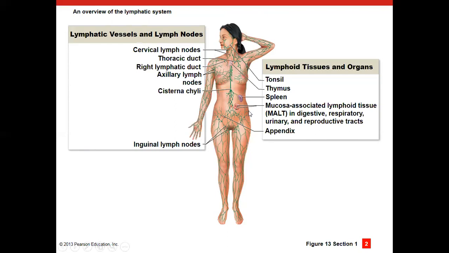Look at all the green vessels here. These are all lymphatic vessels. The little tiny bumps there are lymph nodes. You've got tonsils. If you ever had your tonsils out, you know exactly what tonsils are. The thymus, the spleen. In your digestive system, we have a lot of what's called mucosal-associated lymphoid tissue, in the digestive, respiratory, urinary and reproductive tracts. Any tract where you're one long tube, you typically have quite a bit of lymphoid tissue to fight any infection that may be coming in from the external environment.